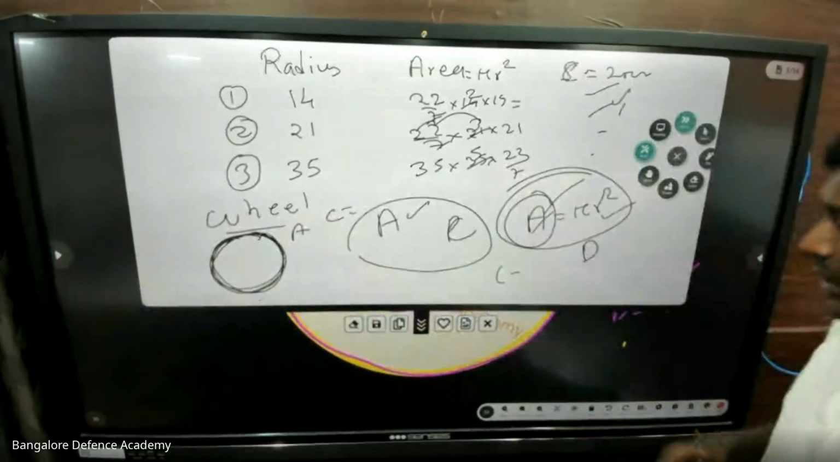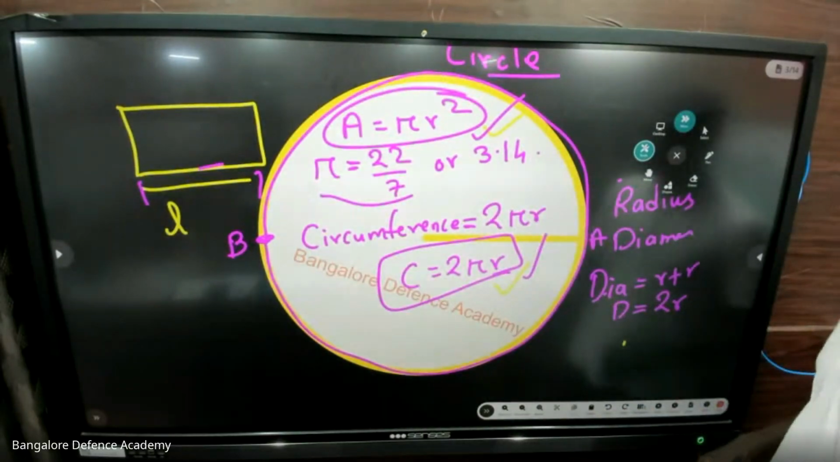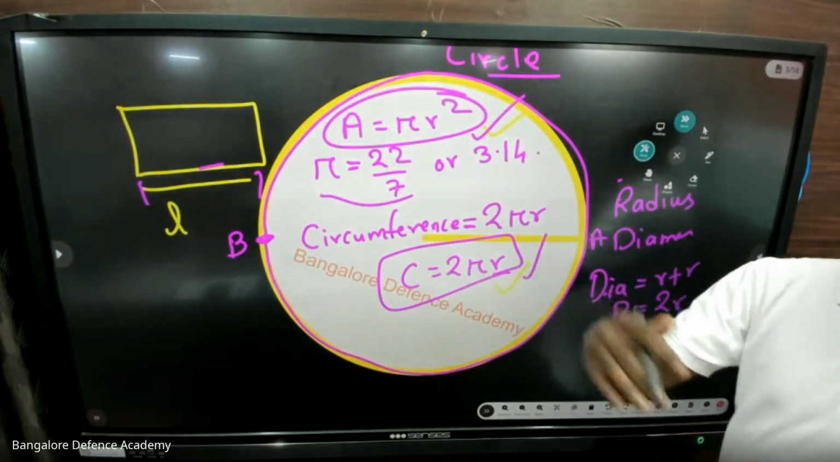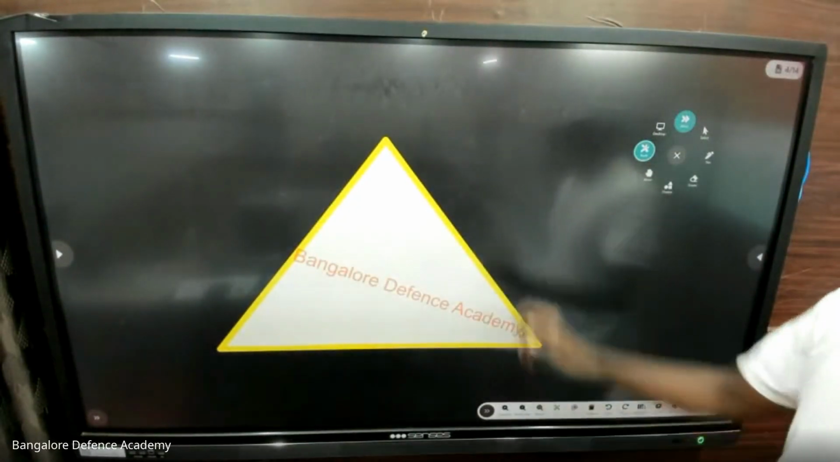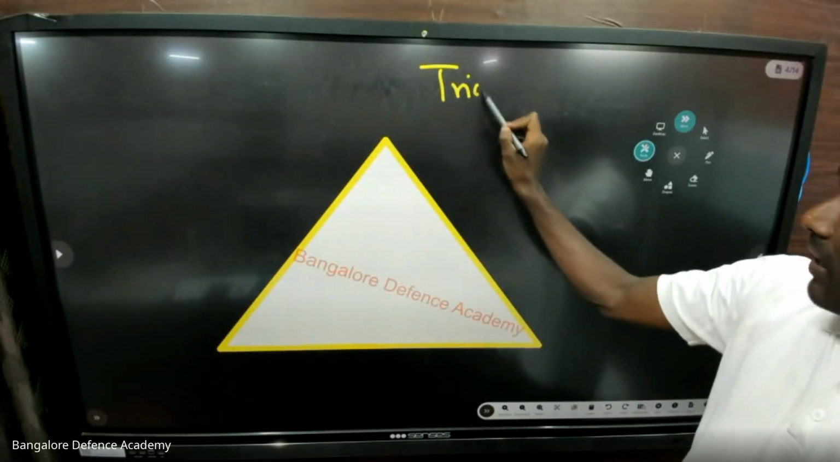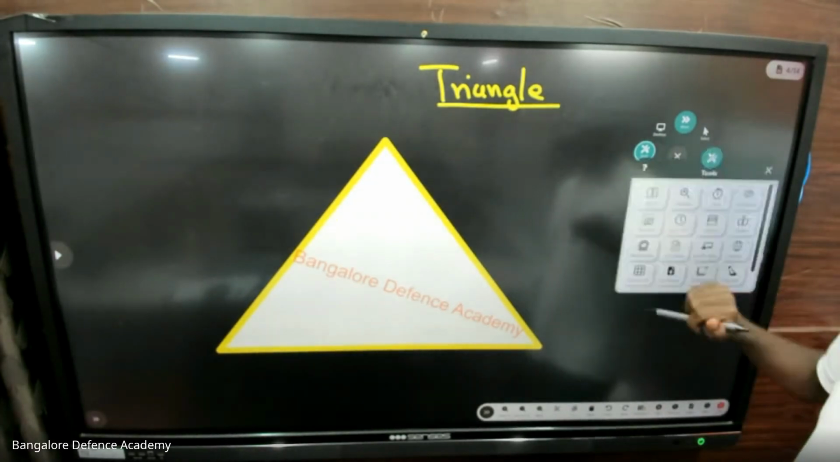Right now we are just getting familiar with the formulas and how to solve the basic questions. As you practice in my classes, I'll give you higher questions. Okay, ready for the next one? What is this here? Yes, we have triangle. Write down the heading triangle.